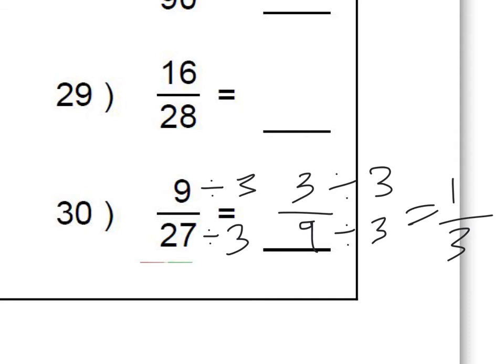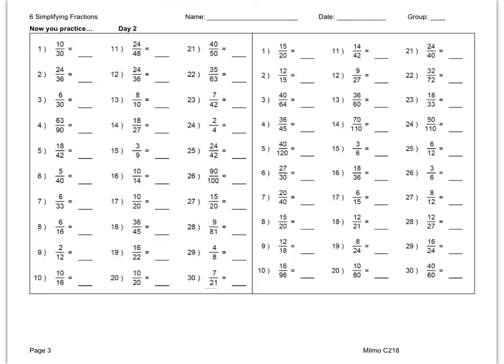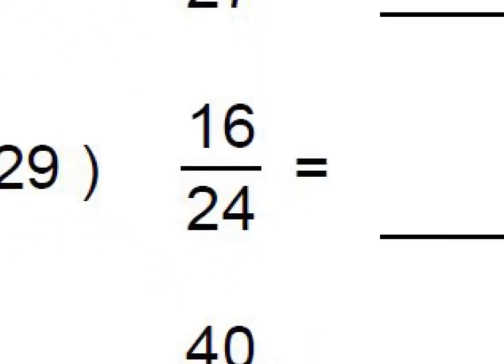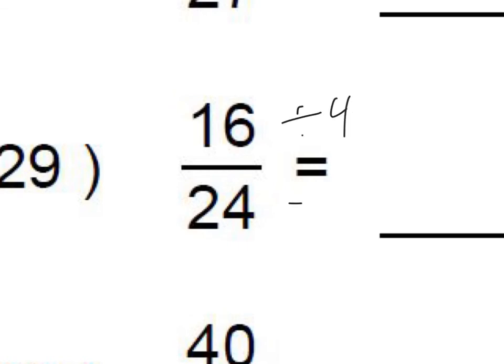Let's work on one more example. And then if you need more help, I'll work with you individually. Let's do 16 and 24 over here. 16 and 24, what do they have in common? 4. Let's do 4. What's 16 divided by 4? 4. And what's 24 divided by 4? 6. So whatever we did on the top, we have to do on the bottom.